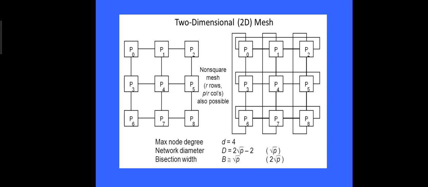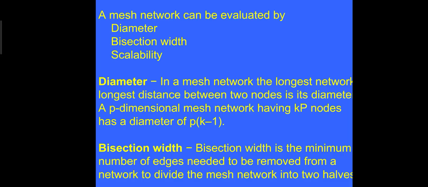So this can be represented by means of a diagram. In this diagram, there are 9 processors arranged in rows and columns, that is P0, P1, P2, P3, P4, P5, P6, P7, P8, in such a manner that P0 can communicate with P1, P2, and P6. These networks can be evaluated by means of 3 parameters. One is the diameter, the second is the bisection width, and the third is scalability.